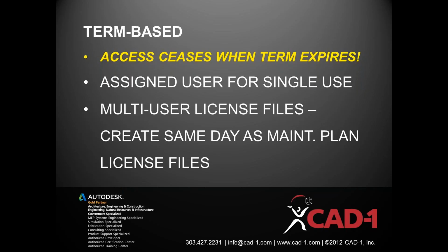Now, if you're on a quarterly subscription, can you go monthly after that? It would mean issuing a new serial number, and you would have to switch from being with CAD 1 to being with Autodesk for the monthly. So you don't want to do that. Just go quarterly to quarterly and get it done on time and on budget. We can help you do that.